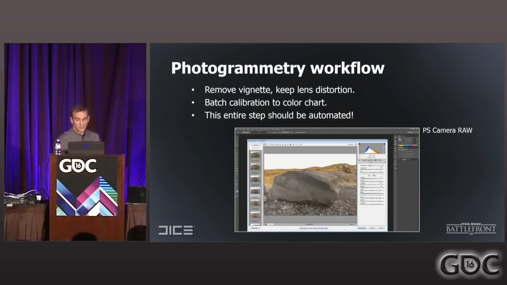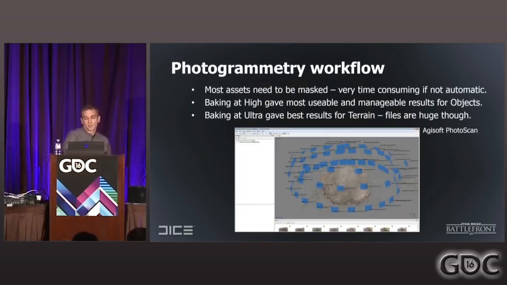Simply remove the vignette. We kept distortion because Agisoft, the software that we're using, can handle the distortion of the lens. We would do a batch calibration with the color charts, and this is actually an example of one that's improved. At the EA Capture Lab, they've actually implemented a much better batch and color calibration method that creates much more accurate color results and is much faster. But this is a good example of a step that could be or should be entirely automated.